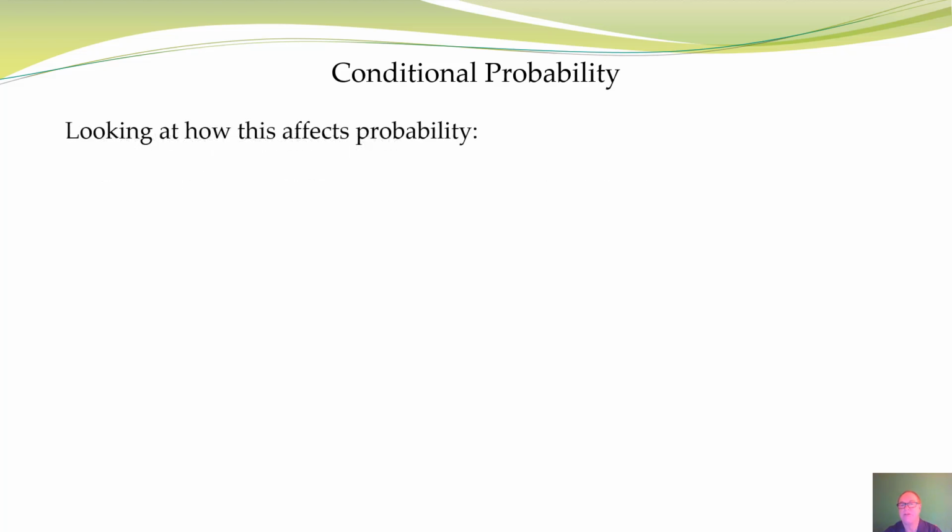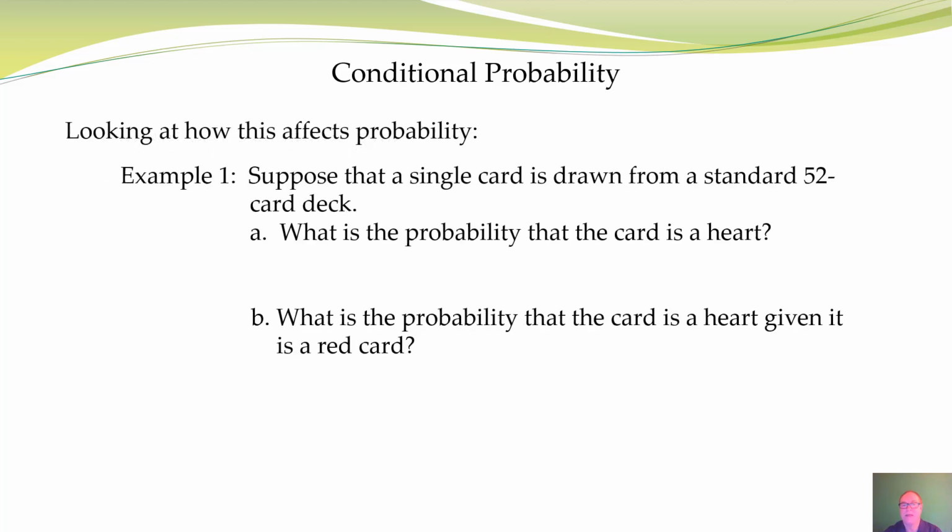Now, looking at how this affects probability. Example 1. Suppose that a single card is drawn from a standard 52 card deck. What is the probability that the card is a heart? Well, first, there are 13 hearts in the deck, 52 cards. This implies the probability of heart is going to be 13 divided by 52, which as a decimal is 0.25.